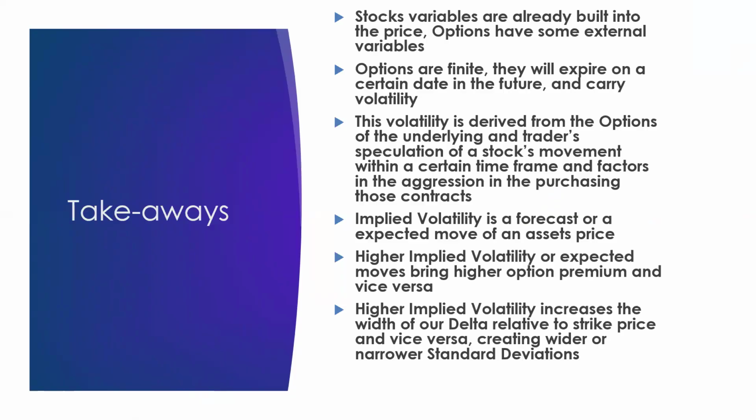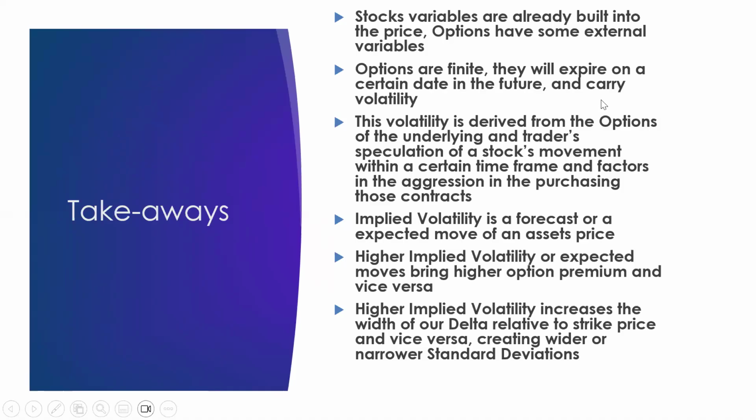So all in all, what are the main key differences that we're looking at between stocks and options pricings? Well, stocks' variables are already built into that price, right? The health of the company, things like that. Options have external value. I wouldn't say stock prices don't have any extrinsic value. They have more intrinsic value than they do extrinsic value. So stock prices carry more intrinsic value, whereas with options prices, most of the premium that you're going to pay carries a lot of that extrinsic value.